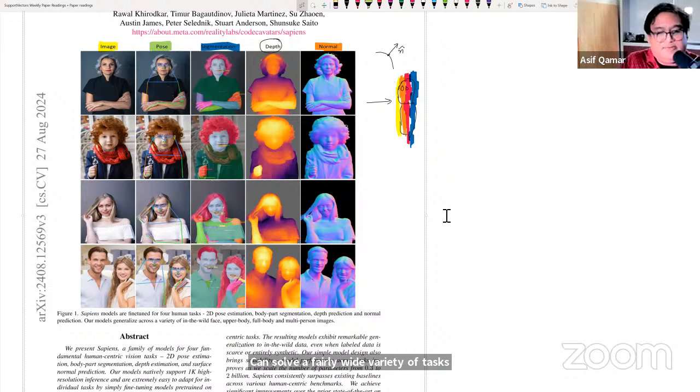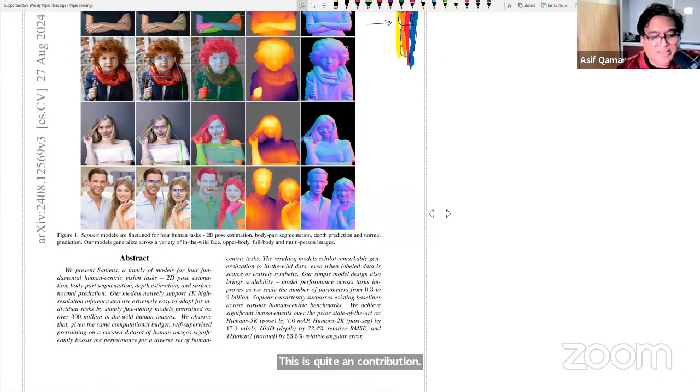This is to be contrasted with prior approaches where for pose detection, people would create a model. For segmentation, they would create a model. For depth, they would create a model. And for normal detection, normal prediction, they would create a model. So people had task-specific models. It wasn't that easy to generalize and do everything like this. In particular, in the context of human beings, human faces, this is a non-trivial contribution, which makes this paper really worth studying.